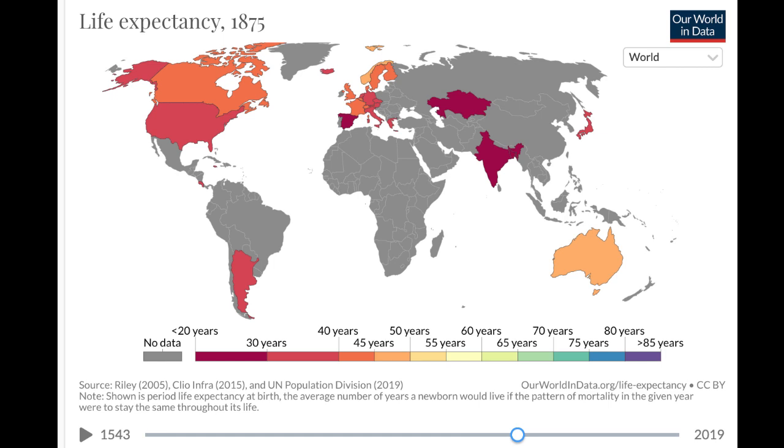Let's look at this map from Our World in Data that offers average life expectancy at the national level over time. Starting from 1875, we will watch all the way to 2019. Notice the country's changing color. Average life expectancy is marked by these colors at the bottom. So gray means we don't have data for the country. Dark red means a life expectancy of around 30 years, all the way up to purple, which is a life expectancy of 85 years and above. Let's see what happens.